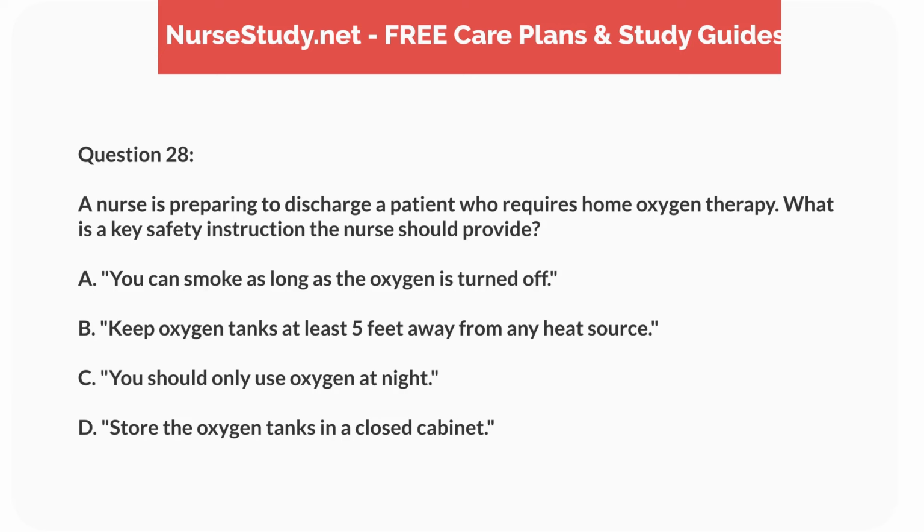Question 28. A nurse is preparing to discharge a patient who requires home oxygen therapy. What is a key safety instruction the nurse should provide? A. You can smoke as long as the oxygen is turned off. B. Keep oxygen tanks at least 5 feet away from any heat source. C. You should only use oxygen at night. D. Store the oxygen tanks in a closed cabinet.